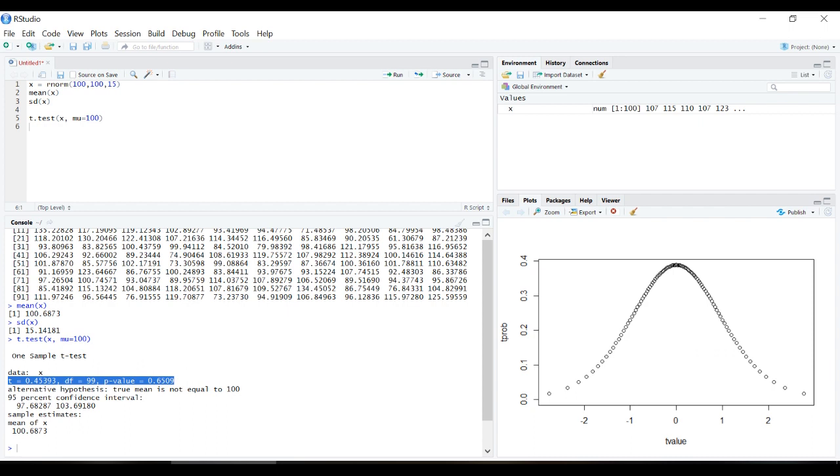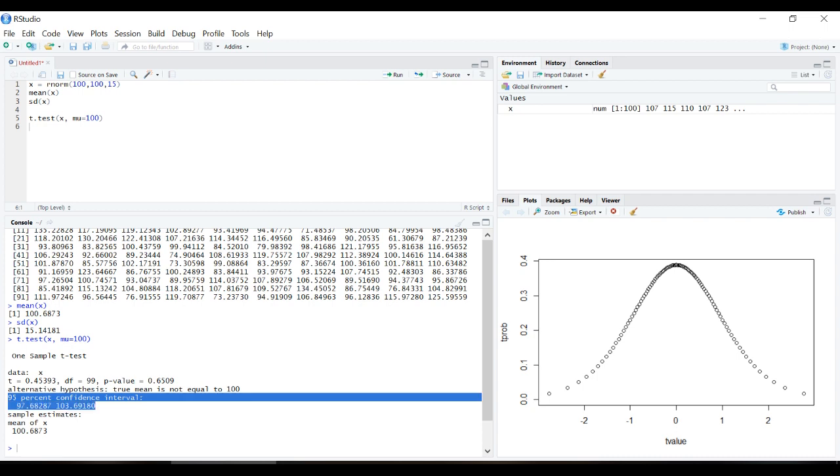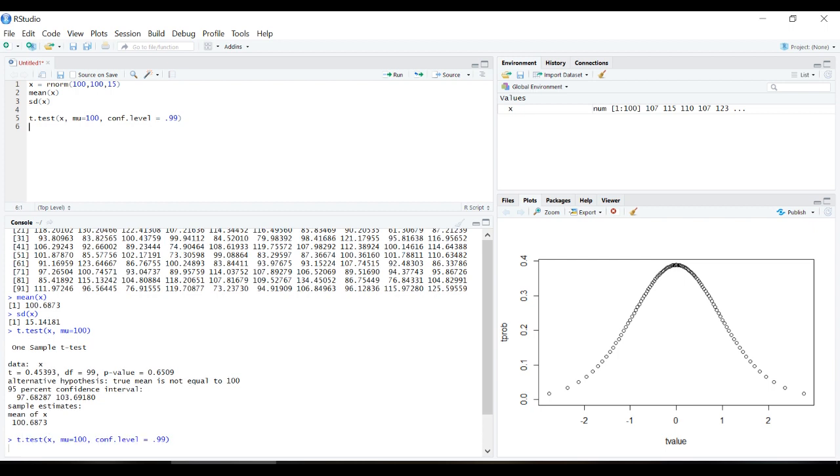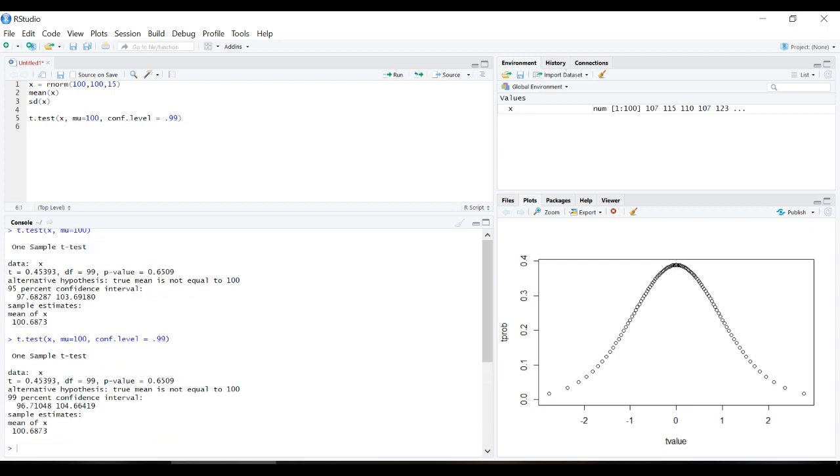Now, some other things to note that this one sample t-test gives us is the 95% confidence interval, which we can see is 97 and 103. And note that 100 would be included within this confidence interval. Now, let's say we wanted the 99% confidence interval. We can specify that with another argument, where we specify the proportion that we want for our confidence interval. We run that, and now we can see that we have the 99% confidence interval.